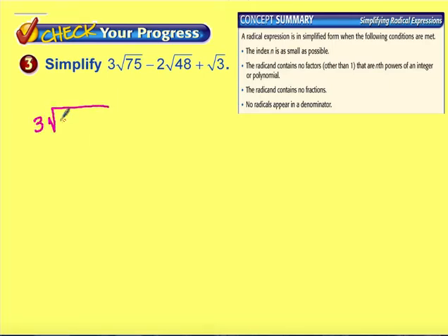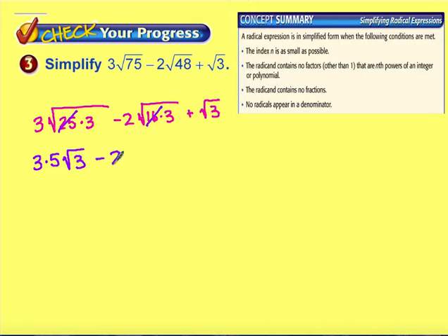All right, so I'm going to break these apart. I'm going to make that 75 25 times 3. I'm going to make that 48. I can factor that guy down into 16 times 3. And there's nothing I can do with that 3. So now I'll simplify and make this 3 times 5 times the square root of 3. Negative 2 times 4 times the square root of 3 plus the square root of 3.